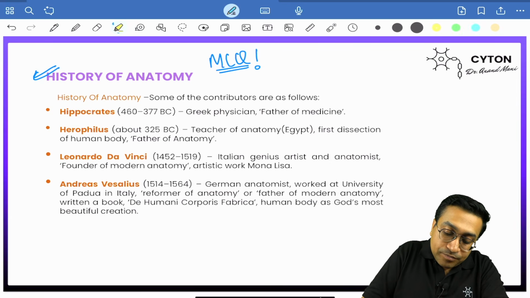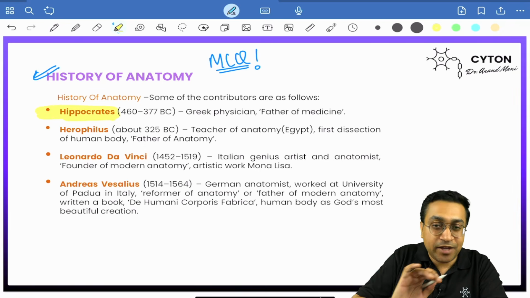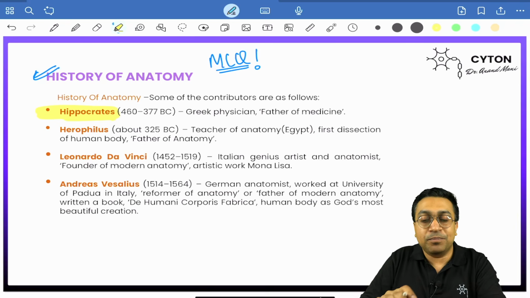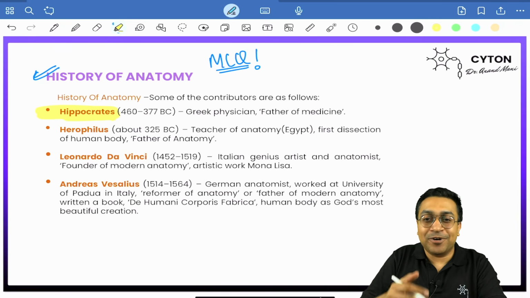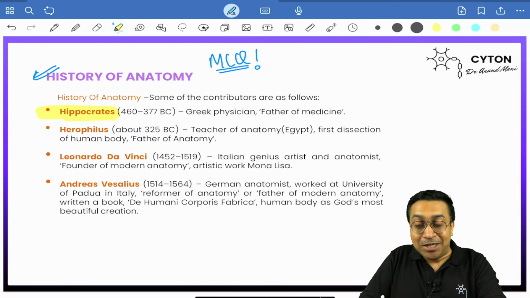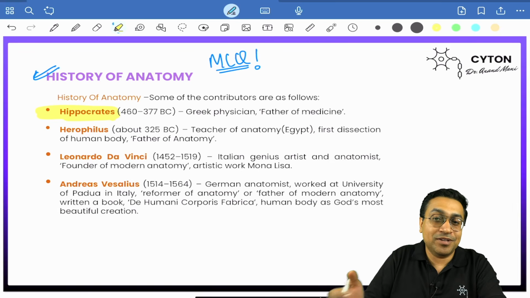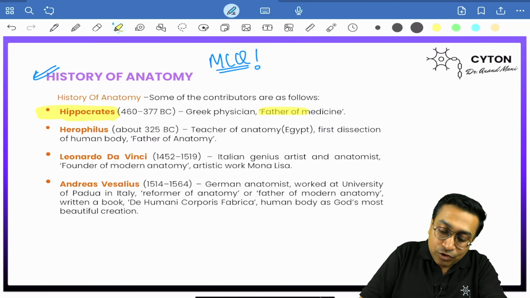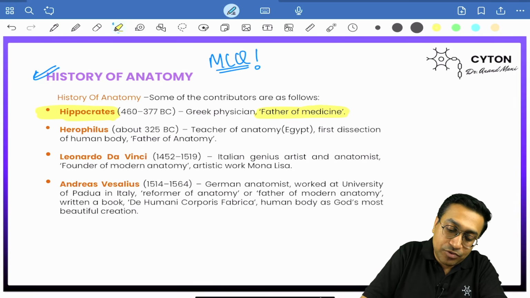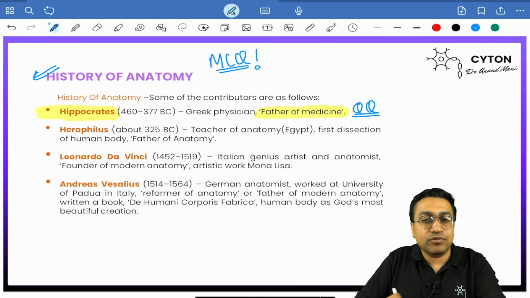Number one, Hippocrates. Hippocrates is a name which you can never forget, because after you complete your MBBS you take a Hippocratic oath also. So you will remember him forever, and you will be taking an oath that you will not do any harm to any person after you clear your MBBS and start practicing. Even if you are put under pressure, you will not do any harm. He is the father of medicine. That is an MCQ which has been asked multiple times. You will see it in the various Q banks. It's a very famous MCQ.